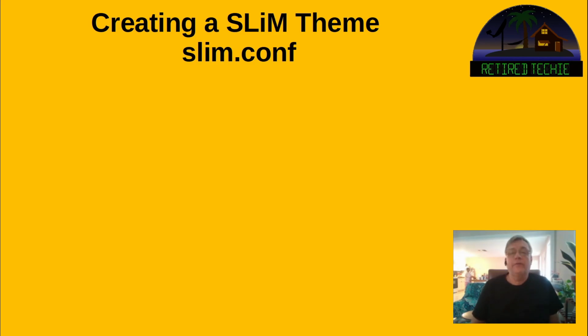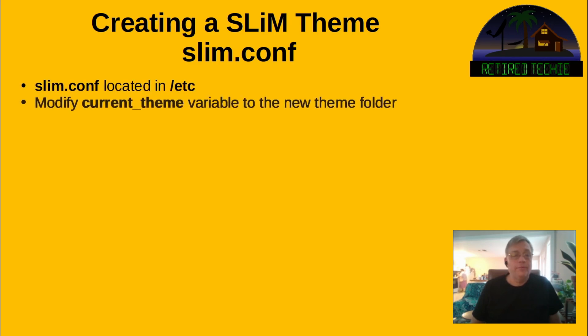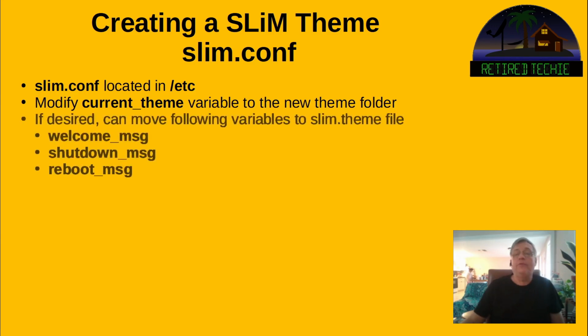All right, the slim.config file. What we want to do with this file, as far as changing themes, is pretty straightforward. We want to look through the file and find the current_theme variable and change it to the name of whatever theme we want to use. It's stored in the etc directory. You will need root, sudo, or su permission to edit this file. And as I said, you want to modify the current_theme variable to point to whatever theme you want it to point to.